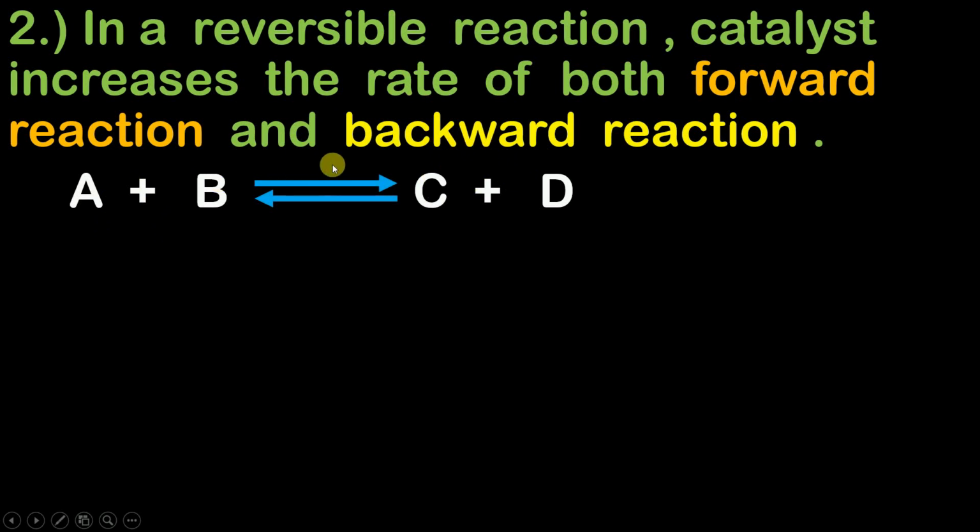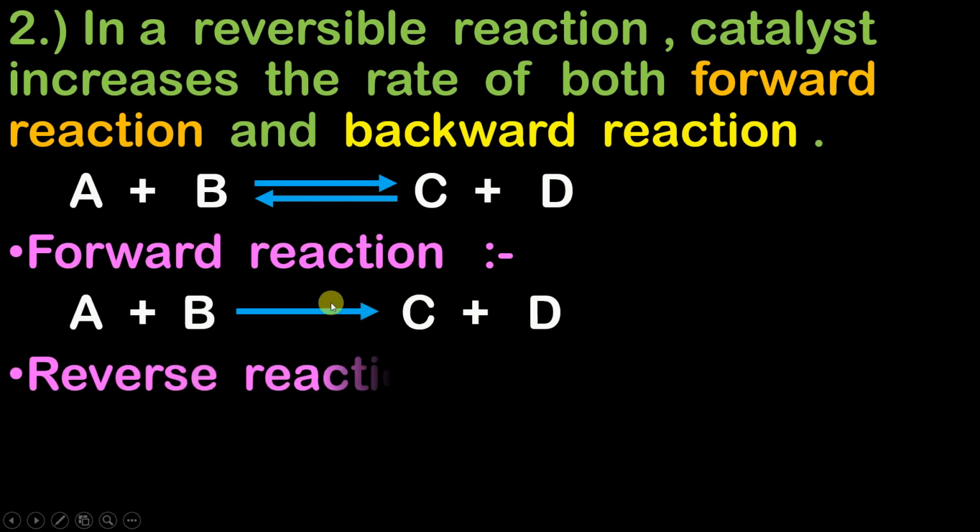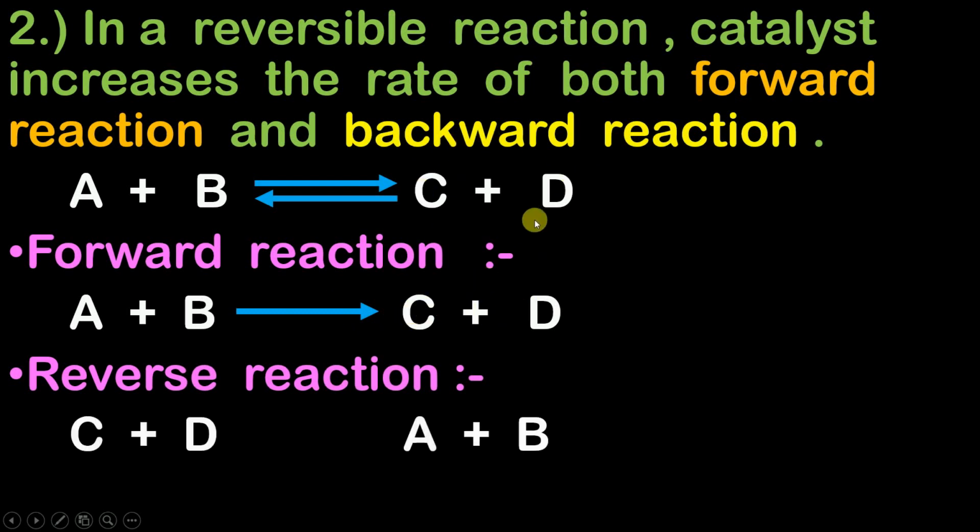Now, if someone asks you what is the forward reaction over here, obviously your answer will be that the forward reaction is nothing but A plus B giving us C plus D. Here the catalyst is going to increase the rate of the forward reaction. And not only that, if someone asks you what is the reverse reaction, the reverse reaction is nothing but the right hand side products, C plus D, giving back A plus B. So the catalyst is not only going to increase the rate of the forward reaction, but it is also going to increase the rate of the reverse reaction.